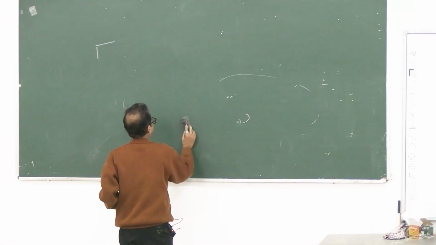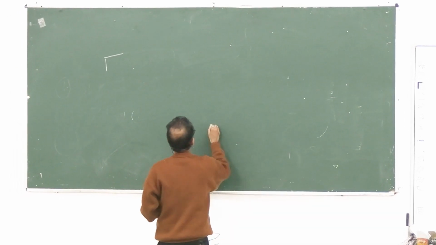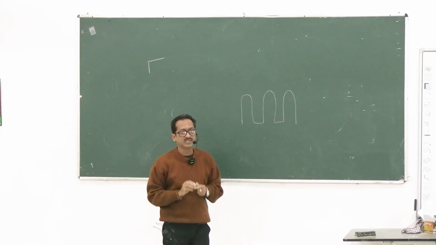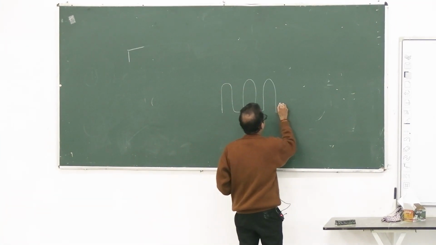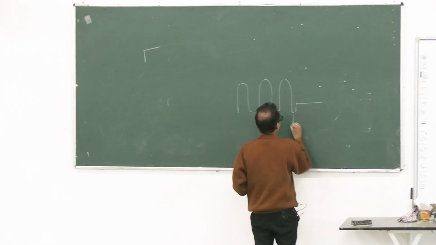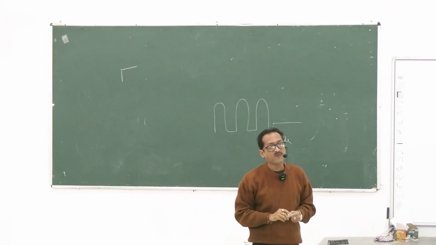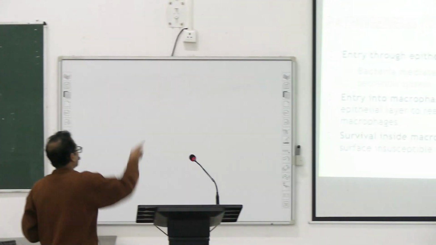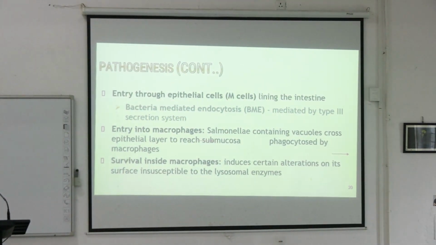How does it enter? It enters through the M cell. What is an M cell? Usually the intestinal epithelium is columnar epithelium, as you all know, but M cells are not; they are flattened cells. These flattened epithelial cells are M cells, or modified epithelial cells. So the Salmonella enter through these M cells.